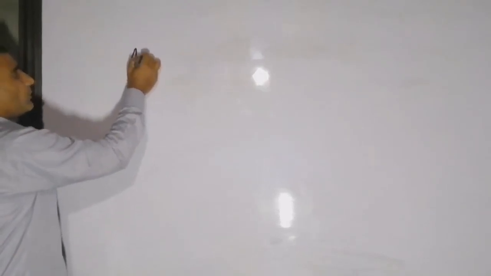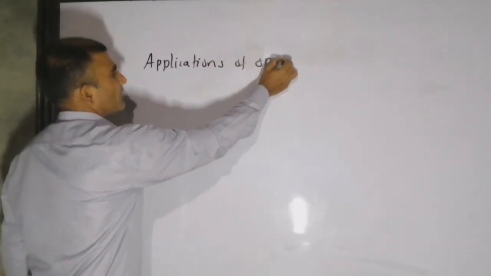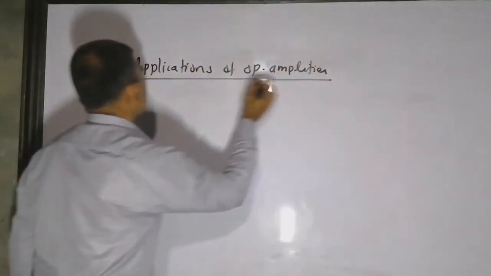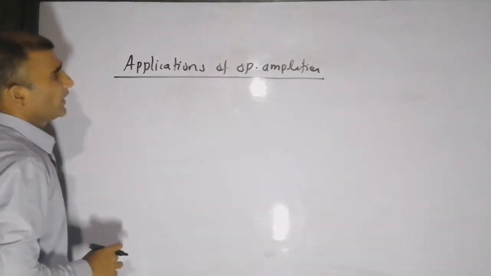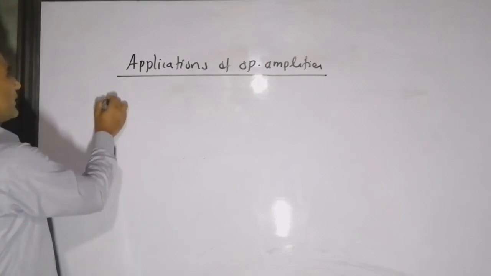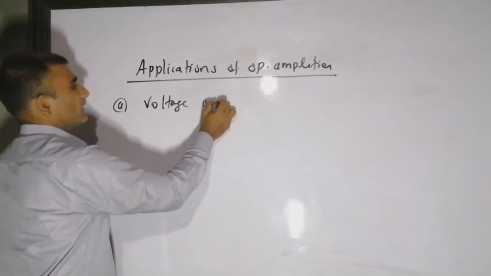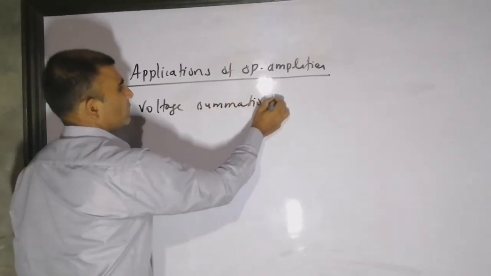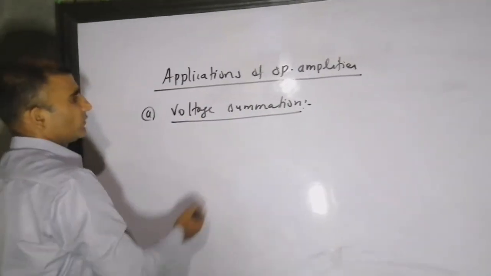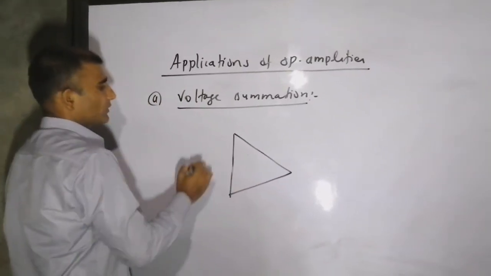So our topic is applications of operational amplifier. As we know from the name, in this topic we will discuss how we can use the operational amplifier for different purposes. The first topic in our syllabus is voltage summation. In this case, we give different inputs to the operational amplifier, and then we will get a single output, which will be the sum of the inputs which we supply to the operational amplifier.